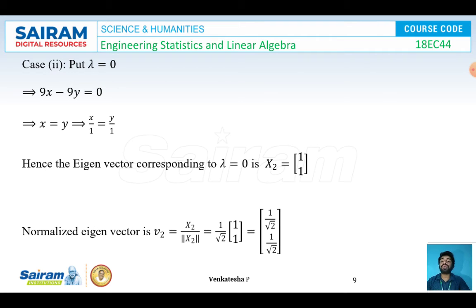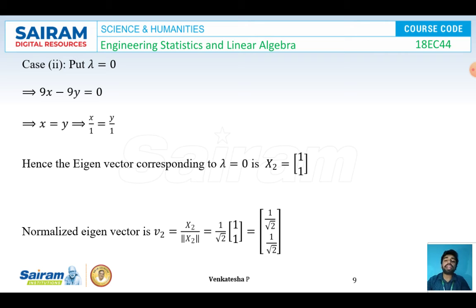Similarly, in case 2, I am going to use the next eigenvalue, that is lambda is equal to 0. If I replace this value, I got the equation 9x minus 9y is equal to 0. By simplifying, I got x is equal to y. It implies x by 1 is equal to y by 1. Hence, I got the eigenvector corresponding to lambda is equal to 0 is x2 is equal to 1, 1.